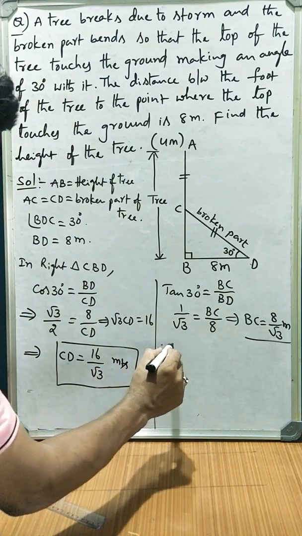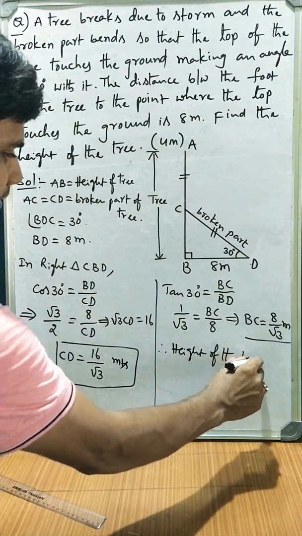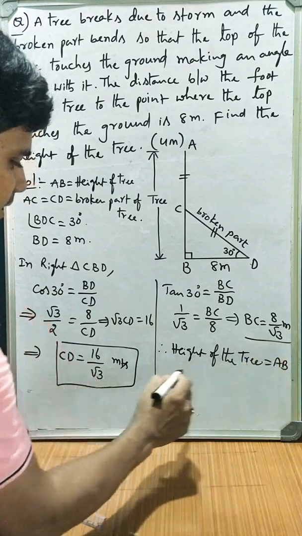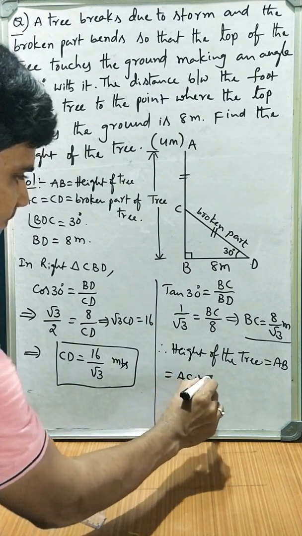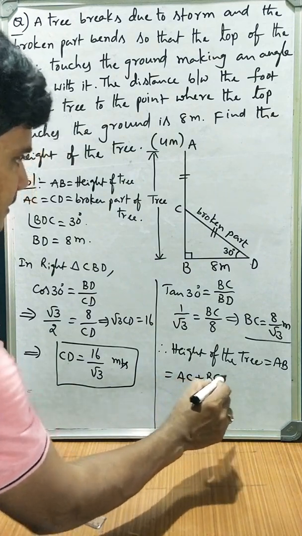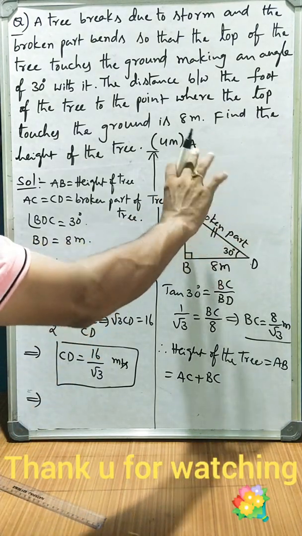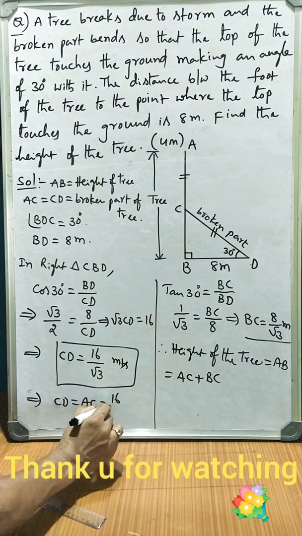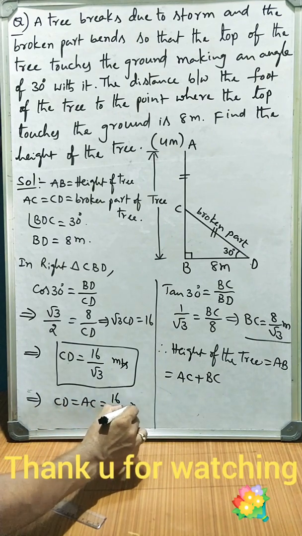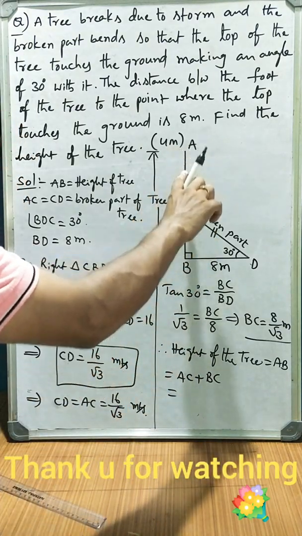Therefore, height of the tree is equal to AB. That is equal to AB is sum of these two parts, AC plus BC. Here one more thing we have forgot. These broken parts are equal. So CD is equal to AC. CD is equal to AC is equal to 16 by root 3 meters. AB is sum of these two segments, AC plus BC.